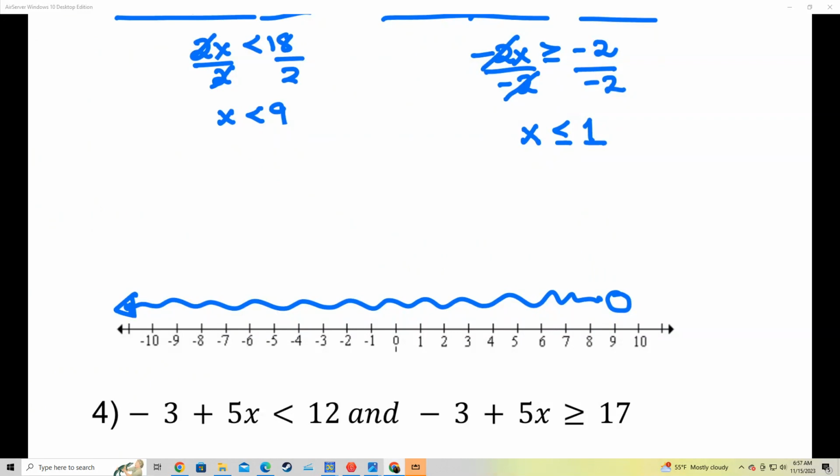Well, let's see. Here's 1. I'm going to shade it. And I want the x's that are less than or equal to it.